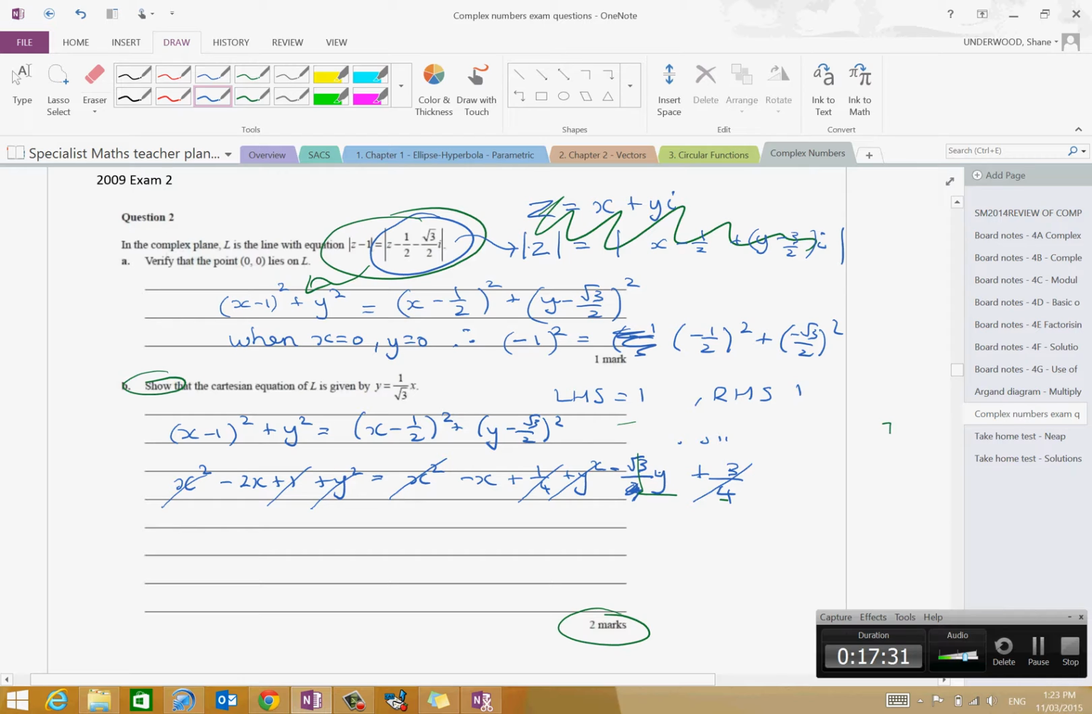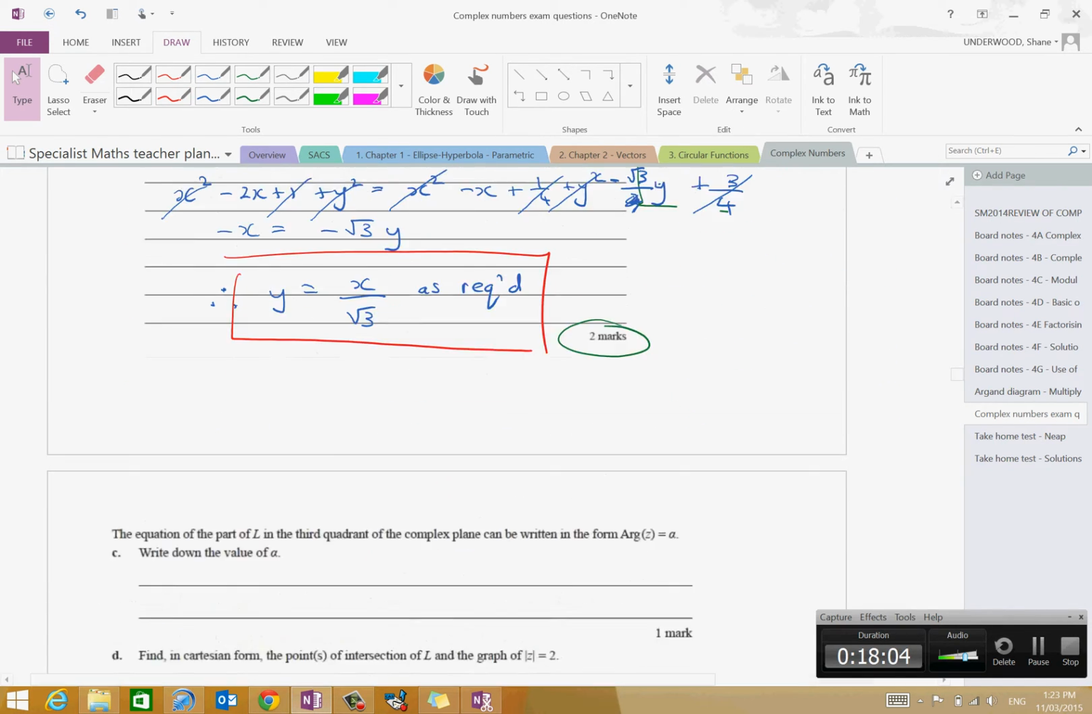We've got minus 2x on the left and minus x. So I'm going to add x to both sides. And we're going to say that minus x is equal to minus root 3y. So therefore, y is equal to x on root 3 as required. We have shown each step. We have earned our 2 marks. And you've been given the answer. So if you skip steps and show the answer, you get no marks. Okay? Pretty simple stuff. 18 minutes and counting.